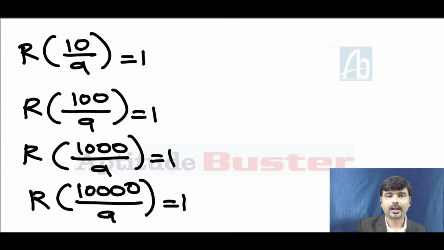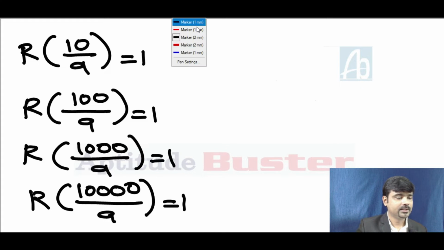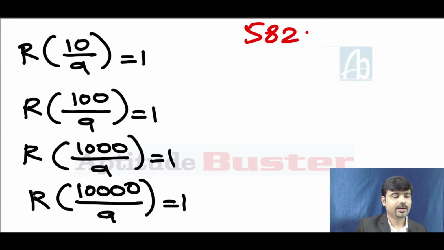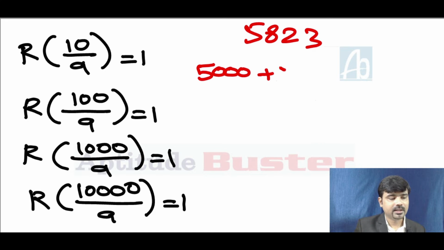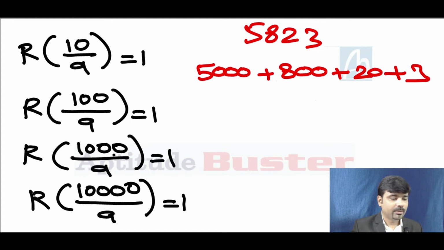Take one example, 5823. This can be written as 5000 plus 800 plus 20 plus 3. 1000 divided by 9, the remainder is 1. That means 5000 divided by 9, the remainder is 5. 100 divided by 9, the remainder is 1, meaning 800 divided by 9, the remainder is 8.